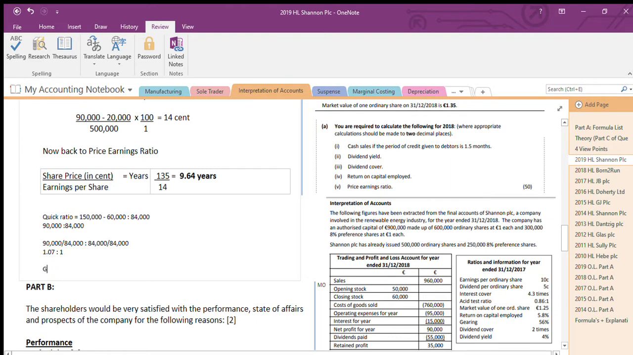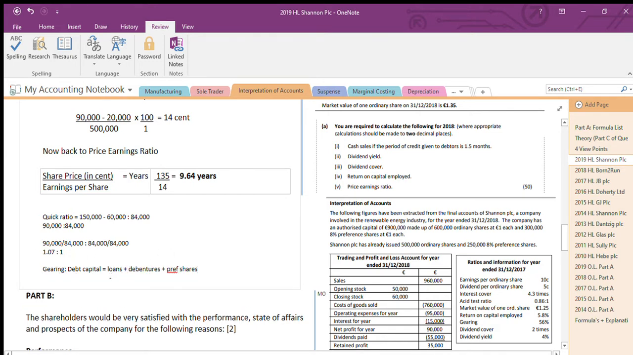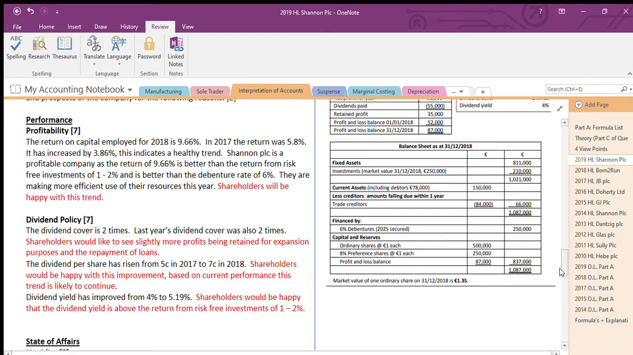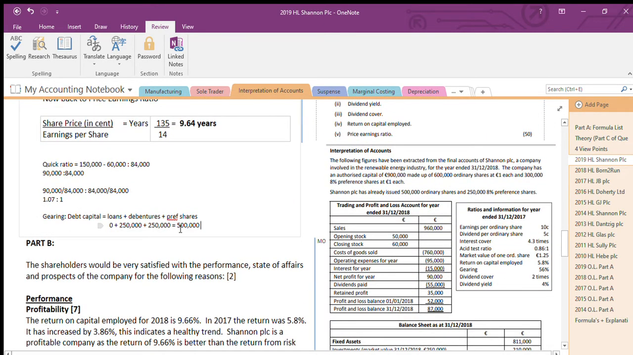I'm going to include this again, rough work up here. I'm just going to say gearing. It's my debt capital: loans, debentures, plus preference shares. My loans again were 0, my debentures 250,000, and my preference shares, as I've just pointed out in the question, were 250,000. So if I add up all that, it comes to 500,000. My debt capital adds up to 500,000.